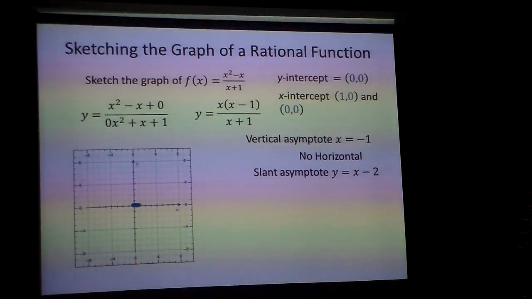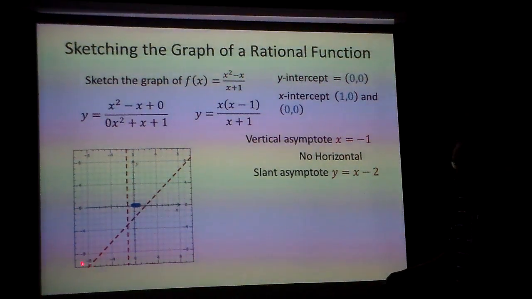All right? There's a vertical asymptote at x equals negative 1. There is no horizontal one, but there is a slant one at y equals x minus 2. So I'm going to graph. Notice I'm down 2, up 1 over 1, up 1 over 1, all the way up and all the way down. So there's a slant asymptote. Ooh, this one's kind of nice.